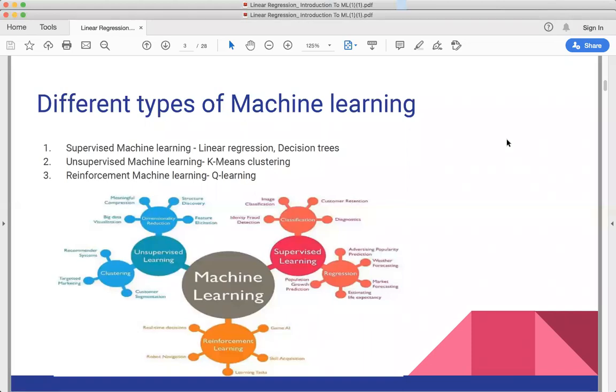It's a very specific or specialized machine learning category, right? So you will have real-time decisions, game AI. For example, AlphaGo comes under reinforcement learning. So all these things come under reinforcement learning. But most of the time you will be working on problems which are basically unsupervised machine learning and supervised machine learning.